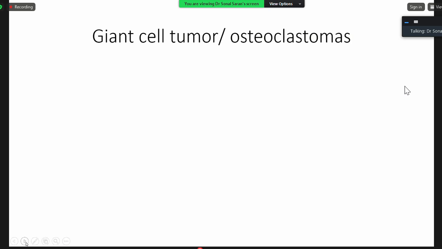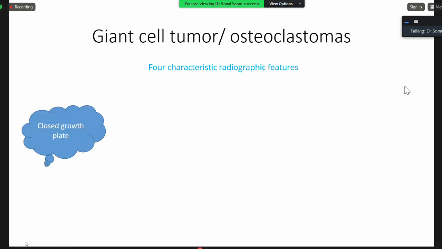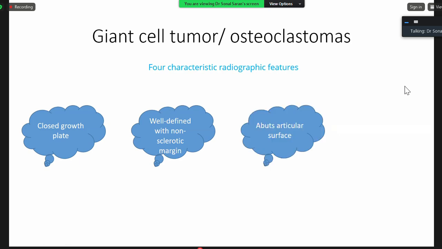So this is a case of giant cell tumor or osteoclastoma. Giant cell tumors are characterized by 4 characteristic radiographic features that I hope the majority of you already know. It is closed growth plate, and it mainly occurs in the mature skeleton. Then we have a well-defined osteolytic lesion with non-sclerotic margin. It abuts the articular surface and reaches up to the subarticular region, and the lesion is often eccentric. You won't find any matrix over here.